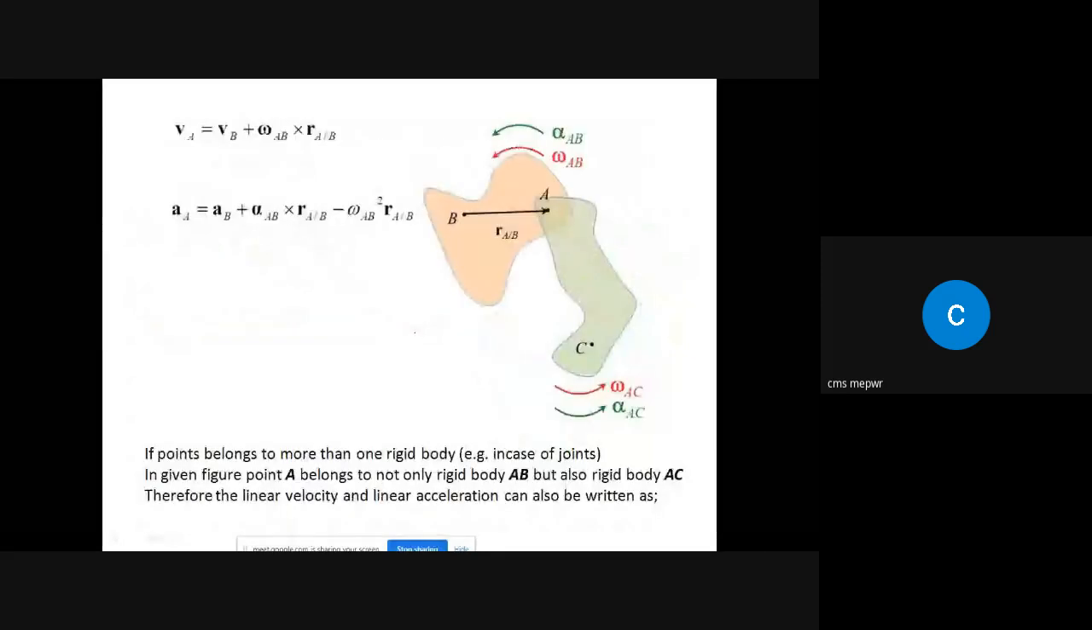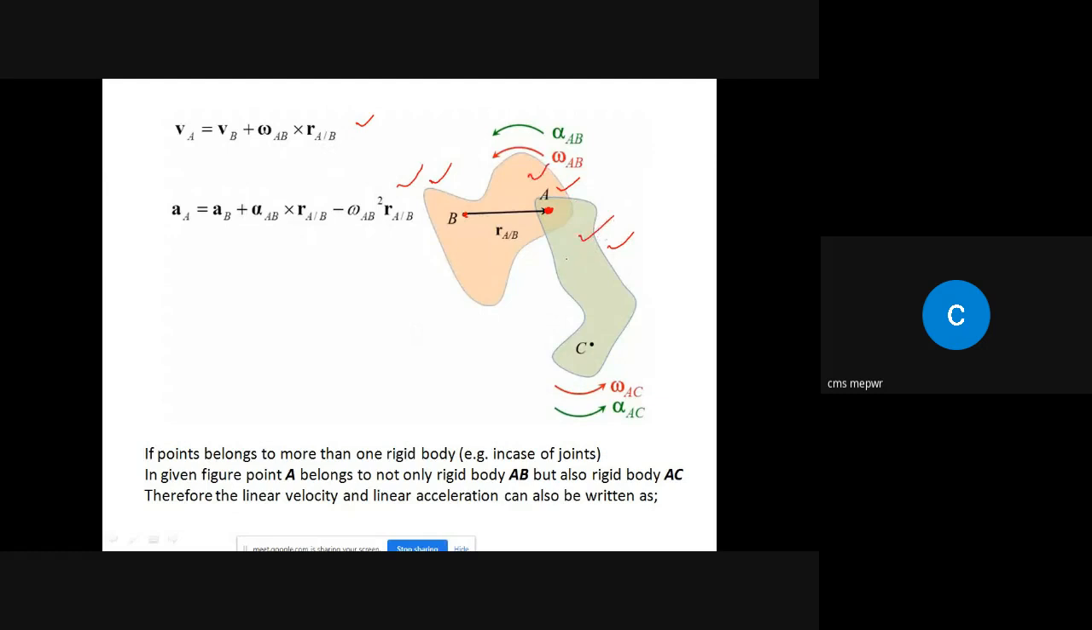Okay, now let's see if we have two points, and one of the points, for example point A, belongs to more than one rigid body. Over here we have this rigid body, and if you have two points, we can write these two equations for it. But if you have a point that belongs to more than one rigid body, for example in the case of joints, where two rigid bodies are joined at this point, then in this figure, point A belongs to rigid body AB as well as rigid body AC.